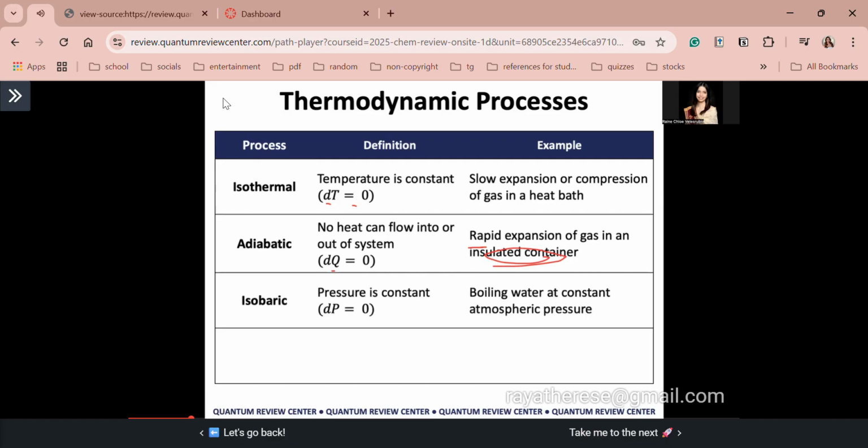Next, sa isobaric processes naman, pressure is constant. So the change in P or dP is equals to 0. An example of this is boiling water at constant atmospheric pressure. Lastly, we have isochoric. So here, volume is constant, dV is equals to 0. And ang example natin ito, guys, is the heating of a gas in a rigid and sealed container.